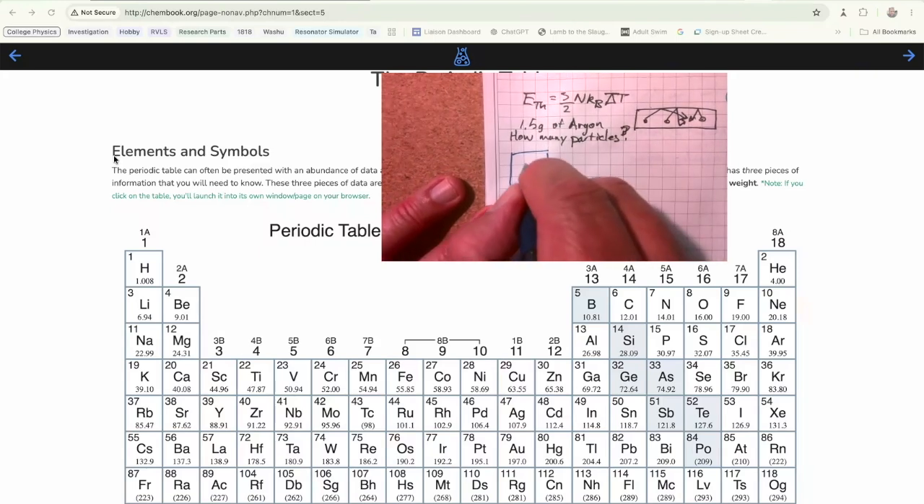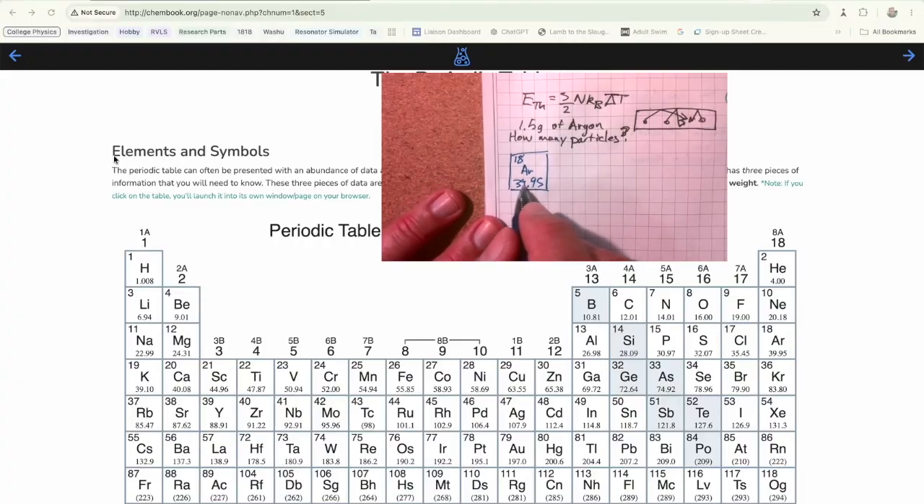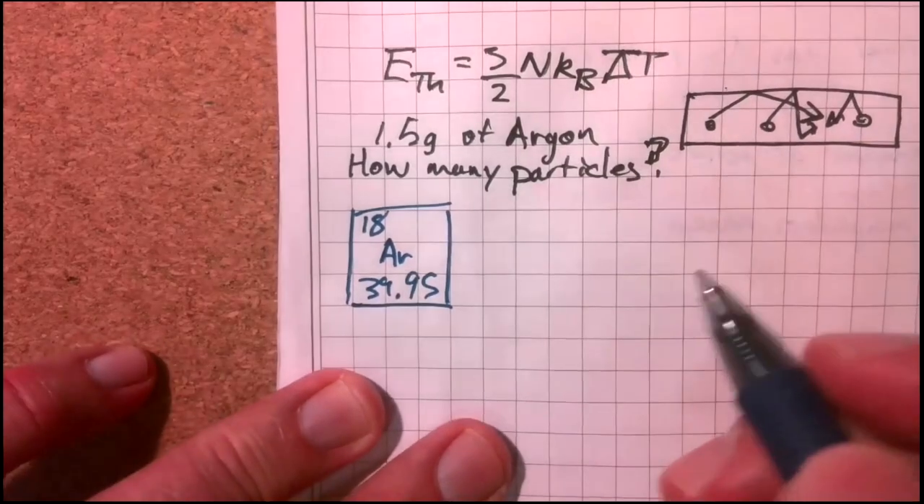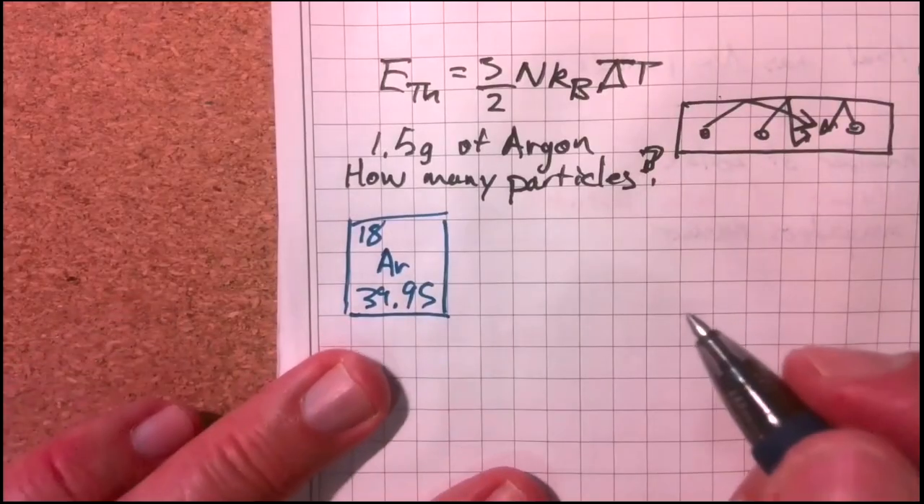All right, so here's the periodic table. We see that argon has an atomic number of 18 and it has a mass of 39.95. Here's its atomic number and here's its molar mass. This is how many atomic mass units it has, but this is how many grams 1 mole of argon weighs. All right, so let's go through this, guys. This is definitely going to be on the exam. I just know it, and I'm the one making the exams.